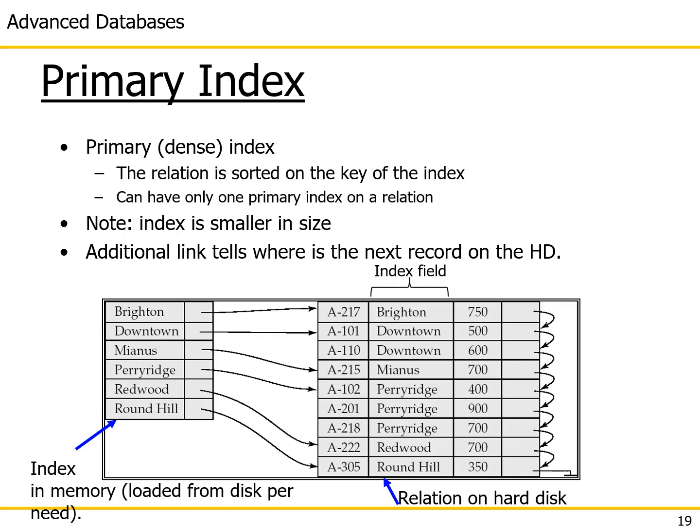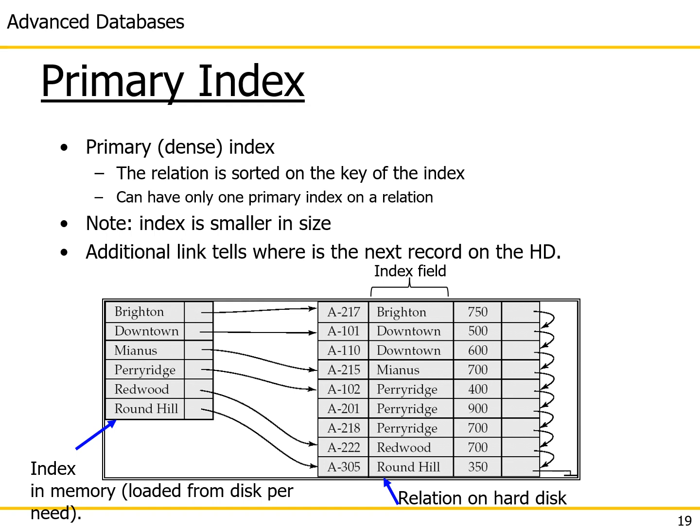Now, the first type of index that was invented was called a primary index. The primary index is an index you build on the primary column. And the primary column is the column used to sort the rows. Okay? So again, I'm assuming here the relation is sorted on some column.